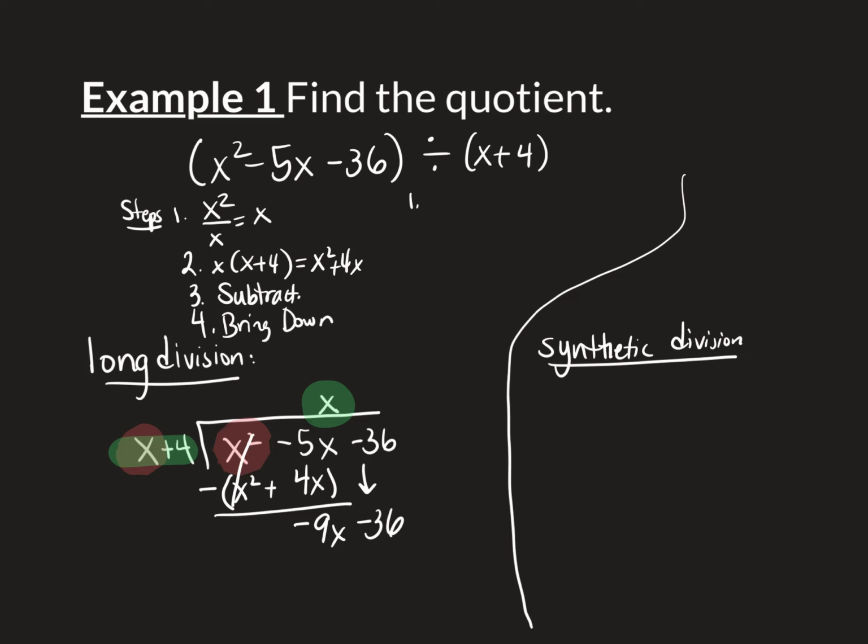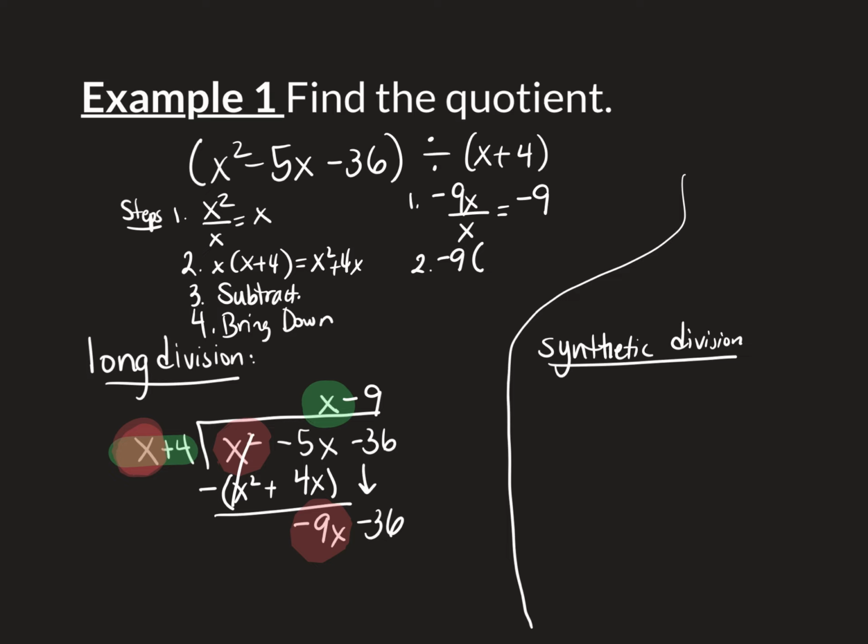So I'm now going to divide. I'm back to step 1. I'm going to divide the first term of the new dividend with the first term of the divisor. So I'm going to divide negative 9x with x. And when I divide that, I get negative 9. And I put negative 9 above its like term in the problem. And then I multiply. Step 2, multiply negative 9. So you always multiply by the answer you just got.